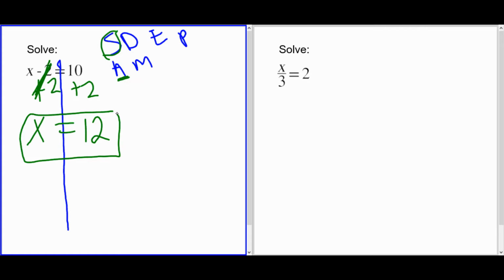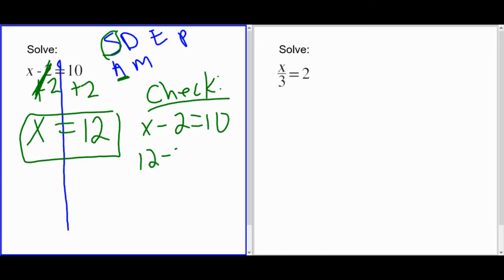And if you wanted to double check your work for solving, you can absolutely do that. You can do a little check just to make sure your solution is correct. So we can say, I know x minus 2 has to equal 10. So if I plug my solution in there, 12 minus 2, does that equal 10? And that sure does. So that means we have done this problem correctly.